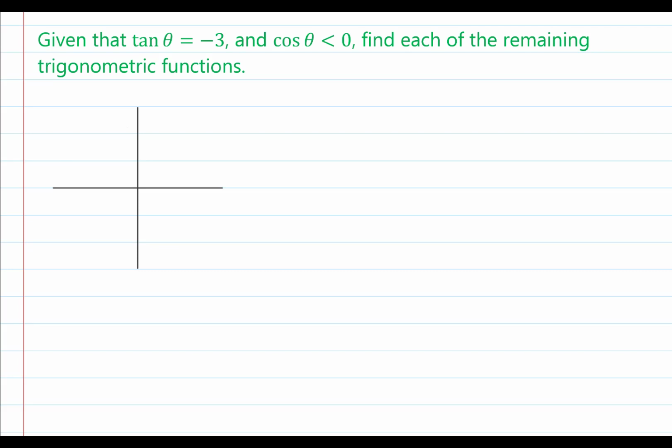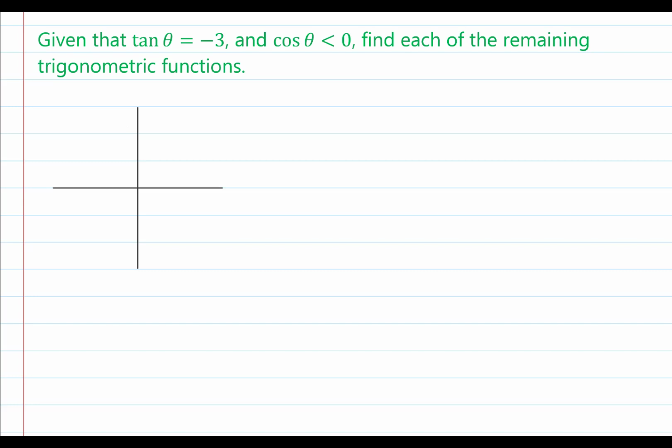Let's now look at an example where we are given that tangent of angle theta is equal to -3 and cosine of angle theta is less than 0, meaning it is negative. We are going to find each of the remaining 5 trigonometric functions, so we need to find the exact value of each of these.